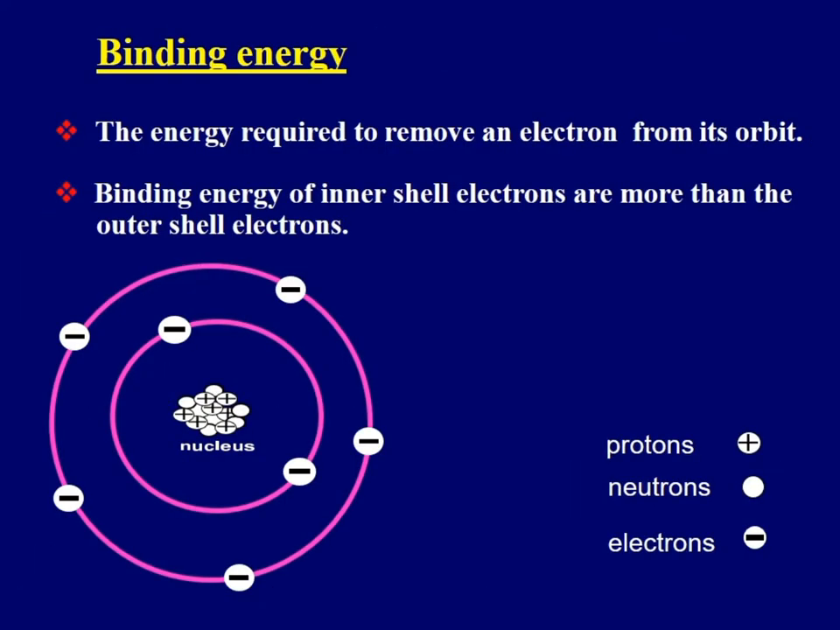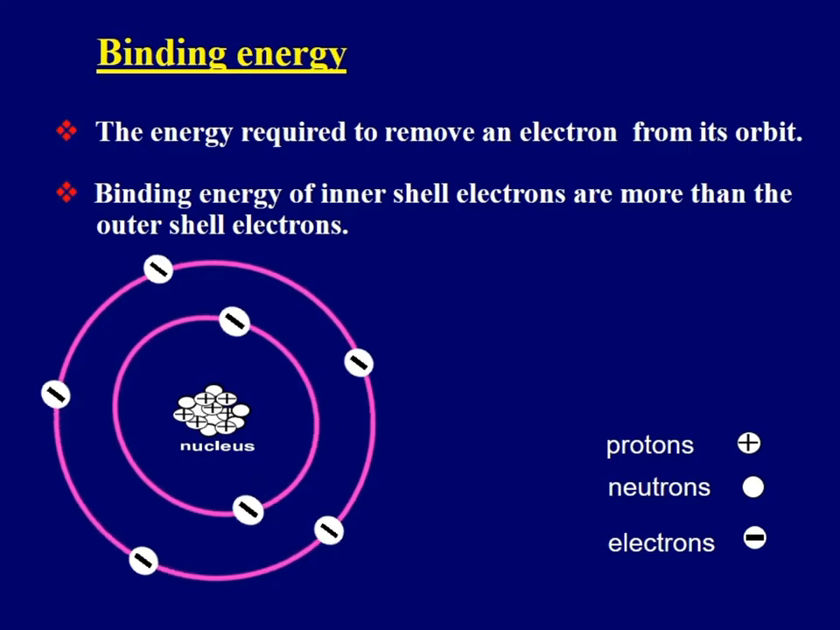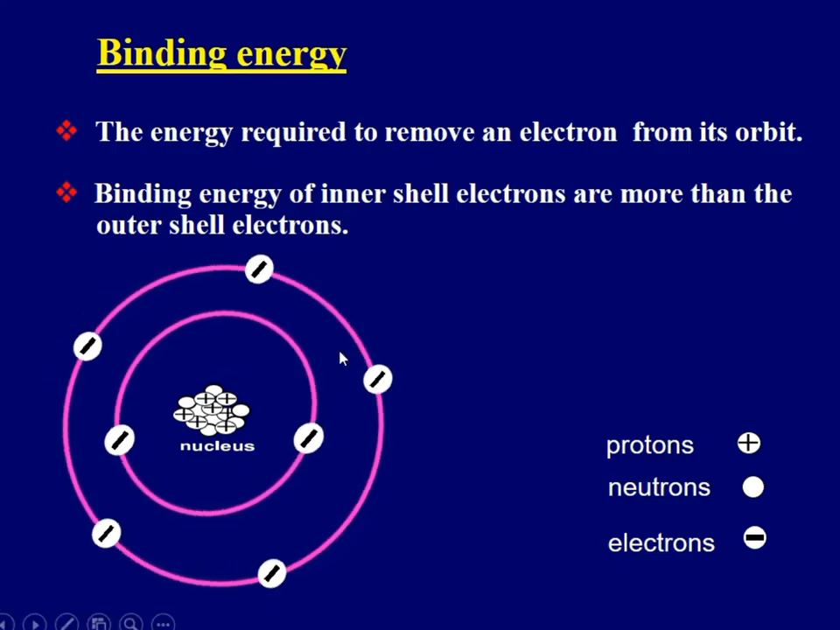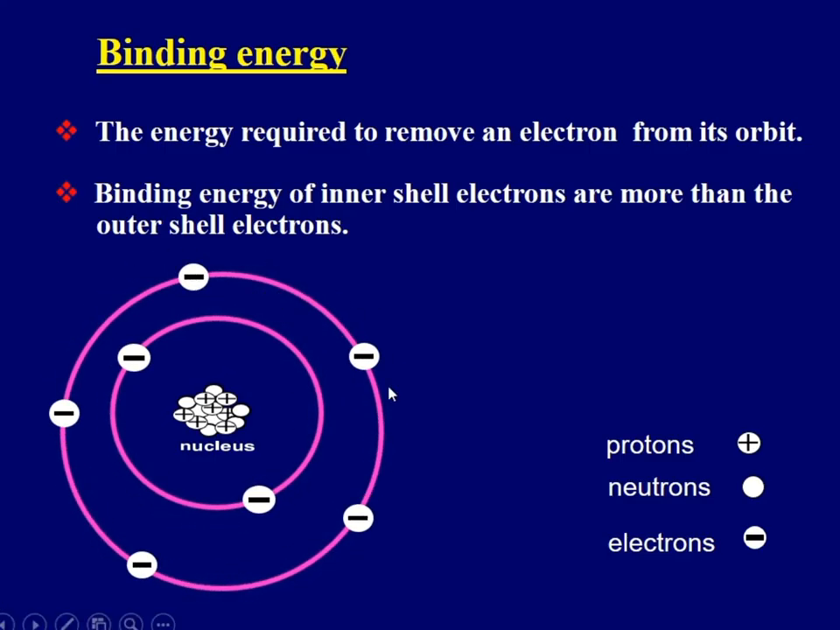Now our next topic is binding energy. What is binding energy? Binding energy is the energy required to remove a particular electron from its orbit. As you can see in this diagram, it is very easy for us to remove the outer shell electron rather than the inner shell electron. Why? Because the binding energy required for this particular outer shell electron is much less than for the inner shell electron.